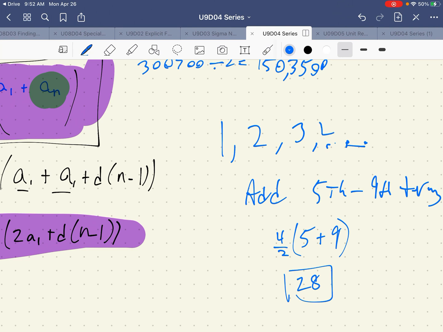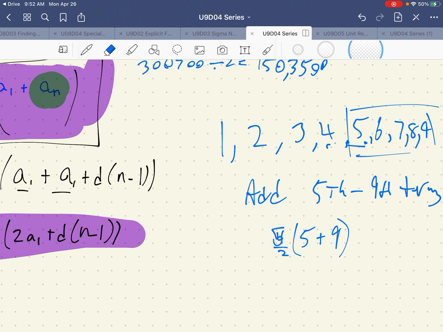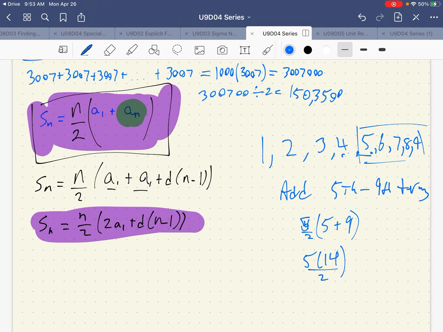So this would add specifically the 5th term to the 9th term. Oh, the number of terms was 5. Oh, okay, whoops. 5 over 2. So it'd be 5, 6, 7, 8, 9. So 5 plus 9 is 14. 14 times 5 would be 50, plus 20 is 70, divided by 2 would be equal to 35.